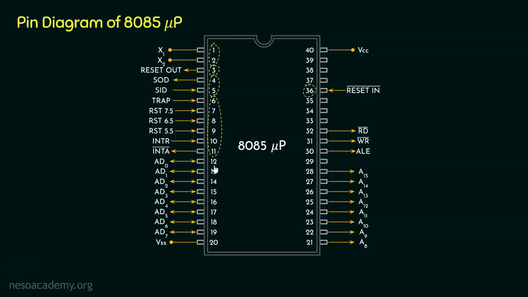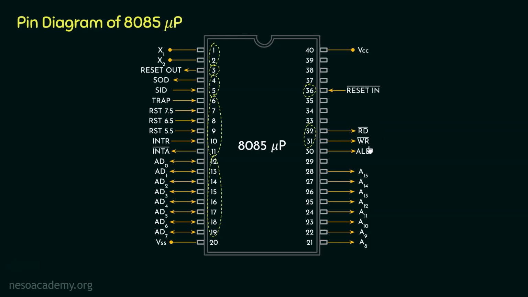Then comes the pins from 12 to 19. These are generally used for data bus. Now whether through these data bus, the data will be written or will be taken as input, that will be decided by the pins 31 and 32. Pin number 32 is read bar and pin number 31 is WR bar. Both of these pins are active low pins. So, whether the microprocessor is either interested in reading or writing, that has to be conveyed by these two pins.